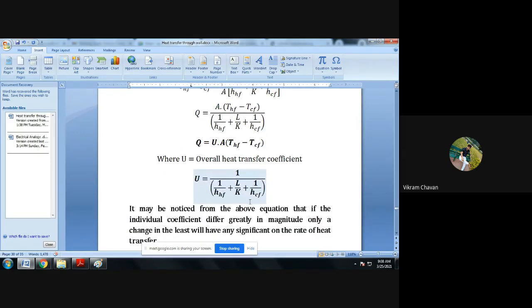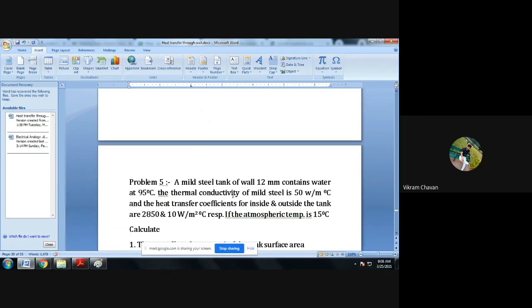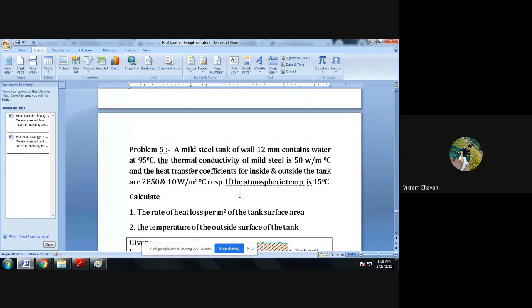U is equal to 1 upon the whole of 1 upon H suffix HF plus L divided by K plus 1 divided by H suffix CF. That is what we discussed in the last lecture. Now we will take one problem on this particular point, and then we will move ahead to the next point. So write down the problem.